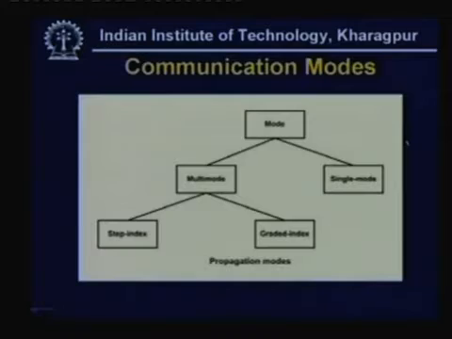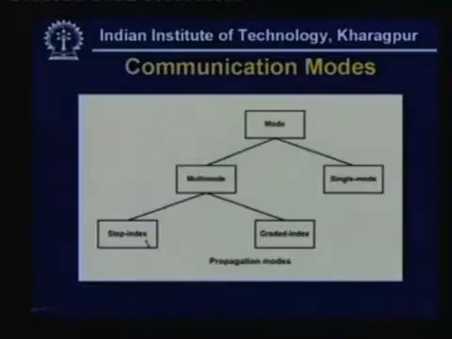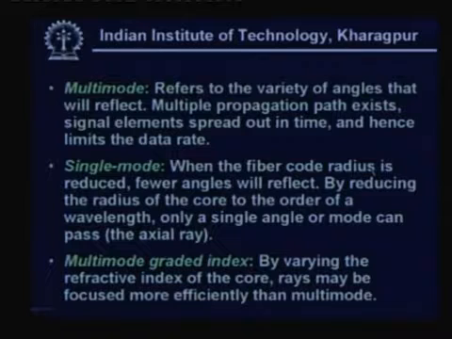Now based on the optical signal communication through optical fiber, it can be classified into three different types. Actually there are two broad categories, multi-mode and single mode. Why it is called multi-mode we shall see later. And then multi-mode has two different varieties, step index and graded index. And then you have single mode. Let us see the three different types of optical fibers.